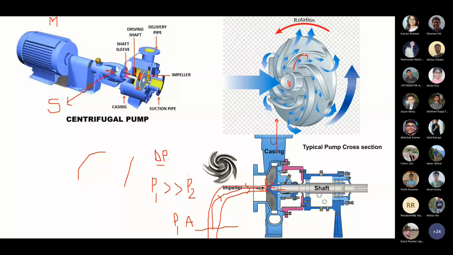And once the fluid comes here, since this is rotating, the centrifugal force acts on the fluid, mv square by r. And we all know the centrifugal force always acts in the outward direction. Because of that centrifugal force, the fluid is pushed away from the impeller. That way the fluid goes up.